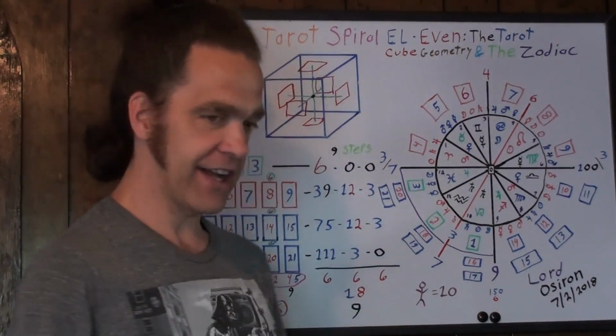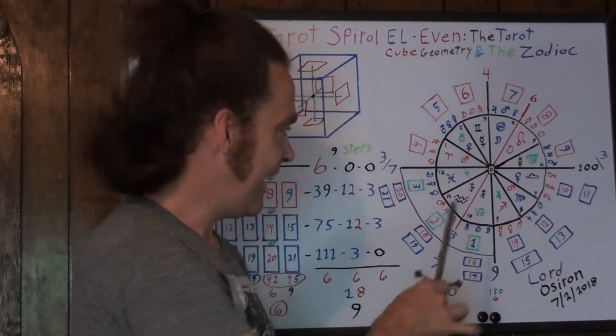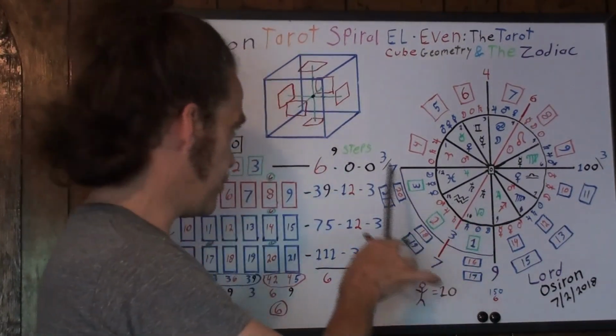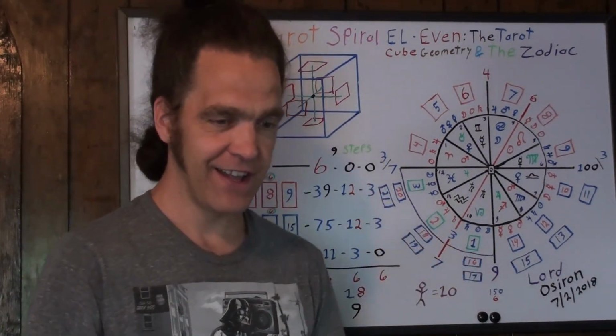So I can say without doubt that this is absolutely what the tarot is meant to be, using cube geometry, number code, and the zodiac.